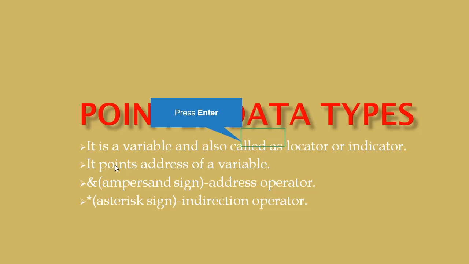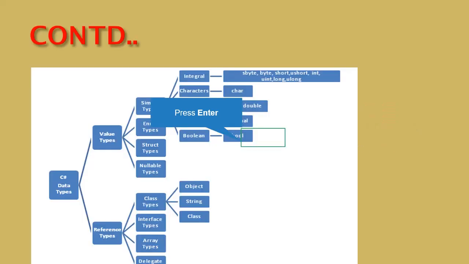If you want to use the pointer variable in C#, we consider the pointer variable as unsafe code. Java .NET supports both safe and unsafe code. So pointer variable belongs to unsafe code. We will discuss it later. So this is the overall structure of data types in C#.